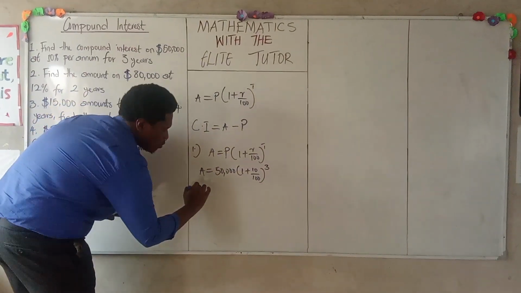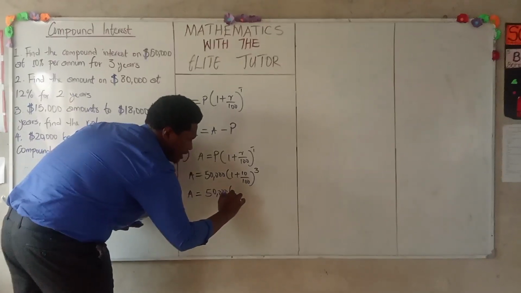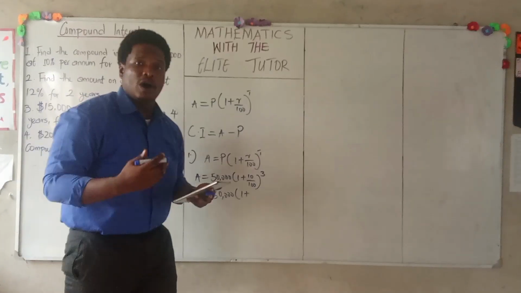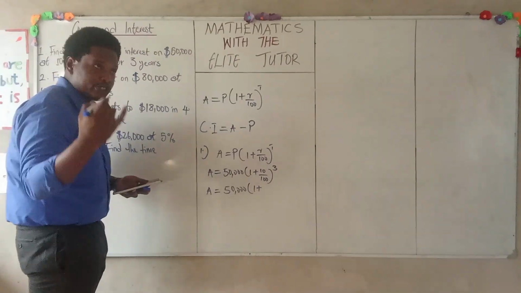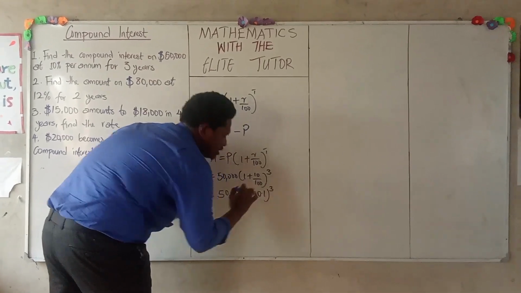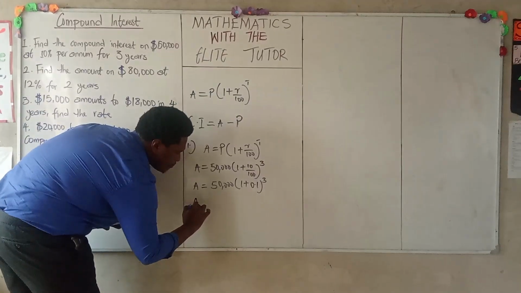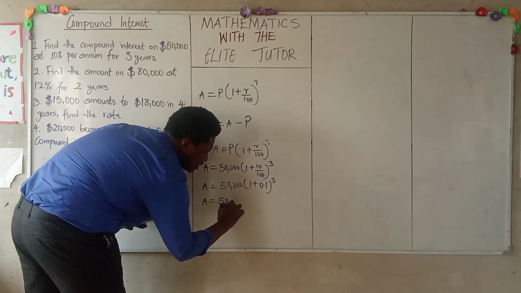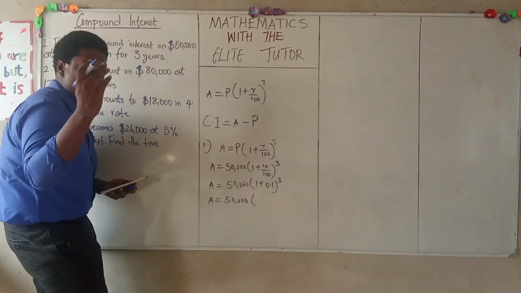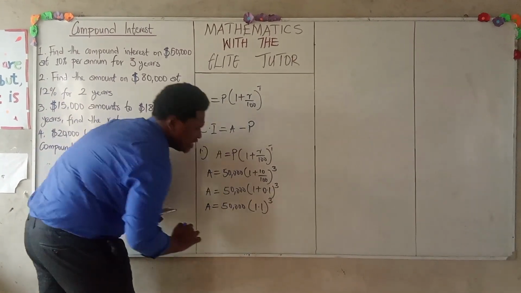Now let's simplify. We have that A is equal to 50,000 into 1 plus 10 divided by 100. If you point your calculator, 10 divided by 100 is going to give us 0.1. So we have plus 0.1 raised to power 3. Let's first of all take care of what is inside our brackets. So we have that the amount is equal to $50,000 into 1 plus 0.1, which gives us 1.1, raised to power 3.